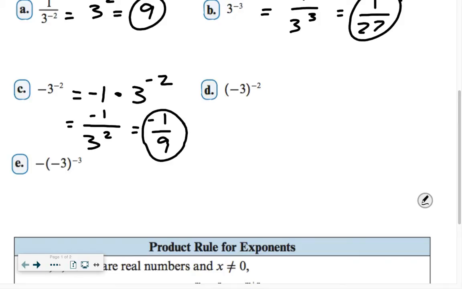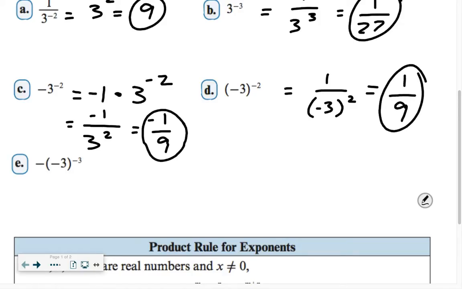Negative 3 in parentheses raised to the negative second power. Now it is in the parentheses. It's considered to be part of the base. Students will have a tendency to change this sign right here because we are programmed to think, oh, I got rid of the negative sign. Well, we did, but we only changed the sign of the exponent. It is not the base. So whatever the base is, leave it the way it is. And there's your difference again between getting negative and positive.